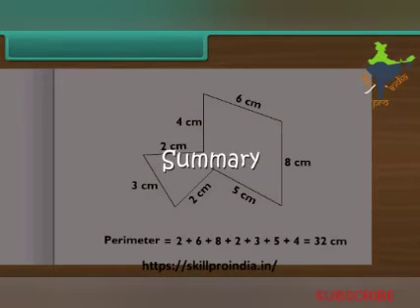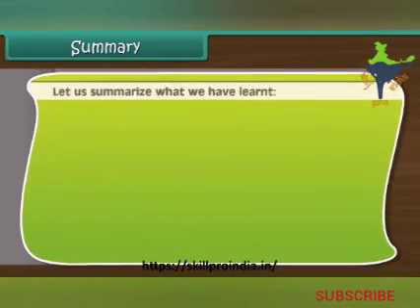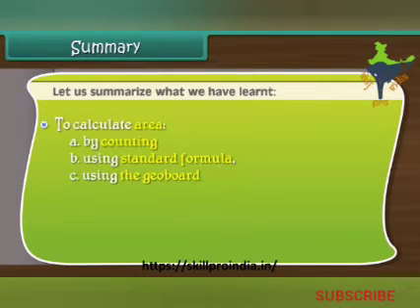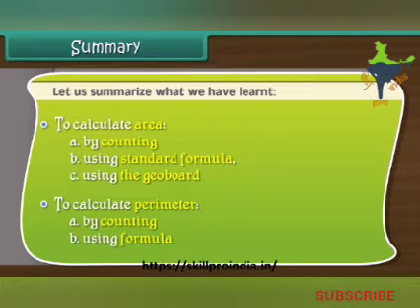Summary. Let us summarize what we have learned. To calculate area: by counting, using standard formula, using the geoboard. To calculate perimeter: by counting, using formula.